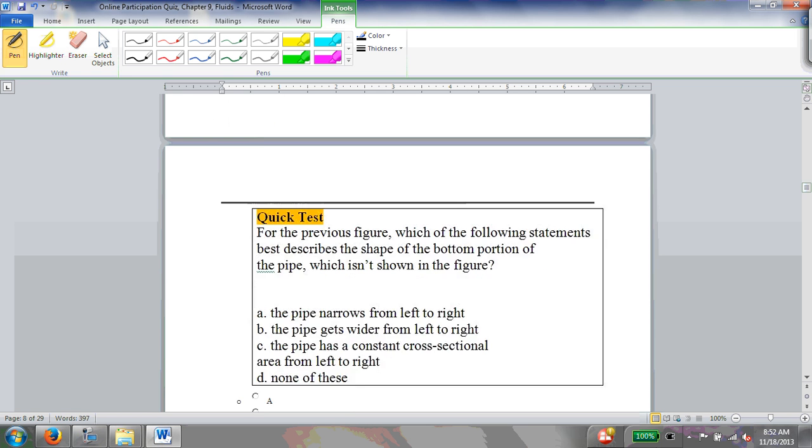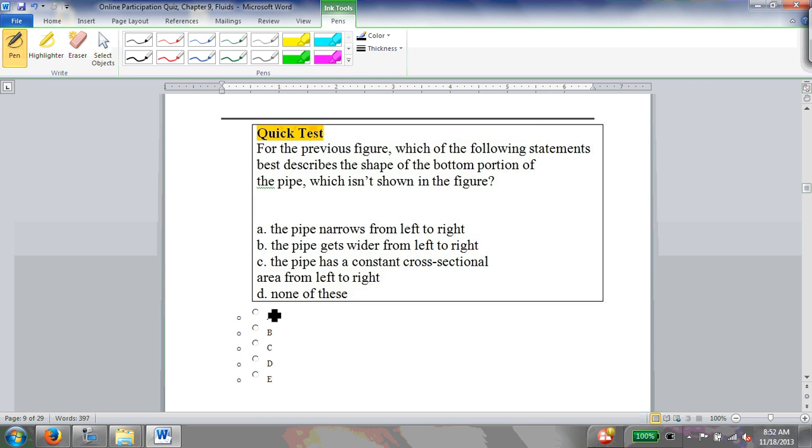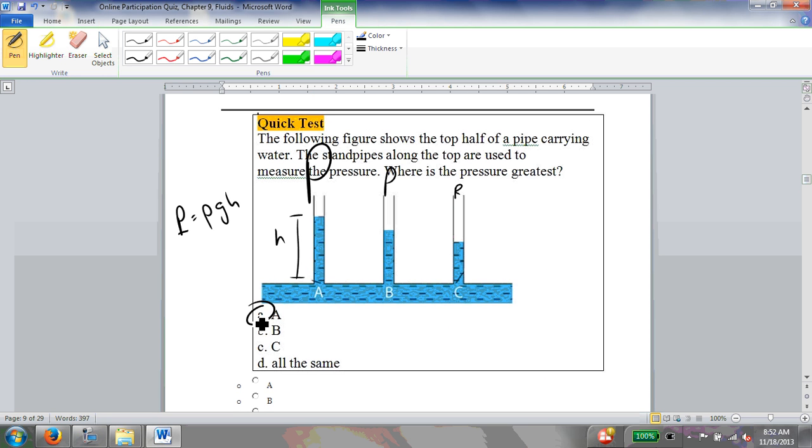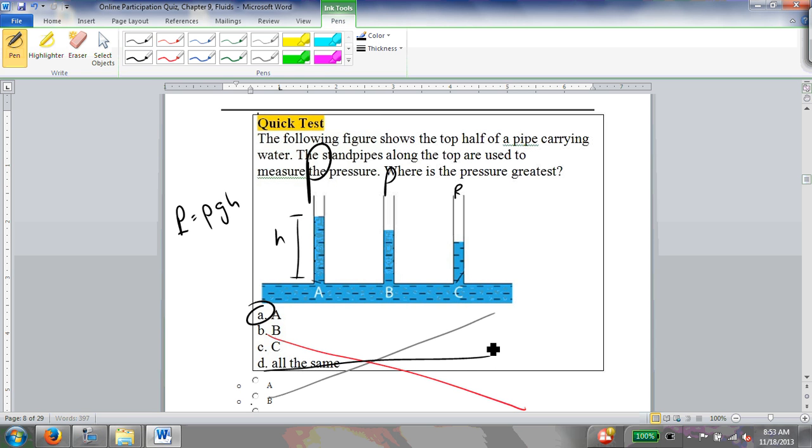And then in this next question, I want to know which of the following best describes the shape of the portion of the pipe which isn't shown in this figure. Does the shape narrow as it goes from this direction? Does it narrow as it goes from there to there? Does it get wider like this? Or does it just go straight? Which of those is it?